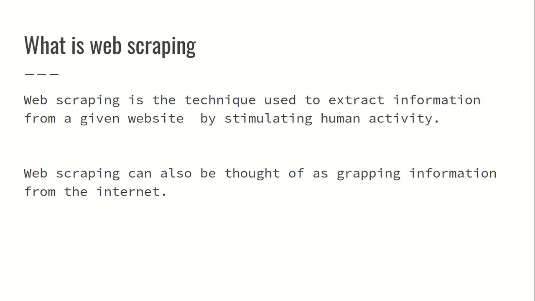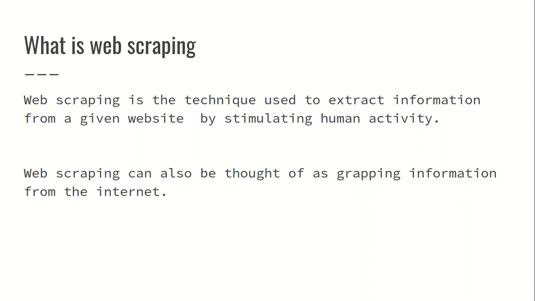So what is web scraping? Web scraping, as I said, is just a way of obtaining or scraping information from a given website. It is a technique used to extract information from a given website by simulating human activity. You're behaving like a human, but basically it's just your script that is behaving that way in order to obtain some information from the website. And then maybe you want to store the information somewhere or do something with that information. That is all web scraping is about.